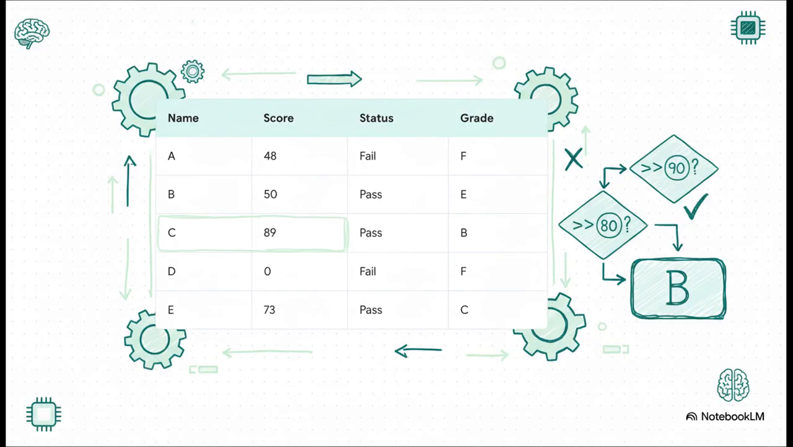And would you look at that? Here's the final table. That logical chain fills everything out perfectly. Let's take student C, who got an 89. The algorithm asks, is it greater than or equal to 90? Nope. Okay, next question. Is it greater than or equal to 80? Yes. So the grade is a B, and it stops right there. See? It's a really ordered and efficient way to handle a bunch of different outcomes.